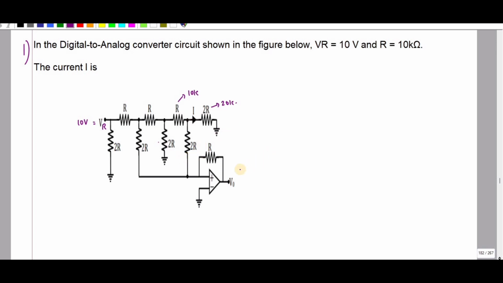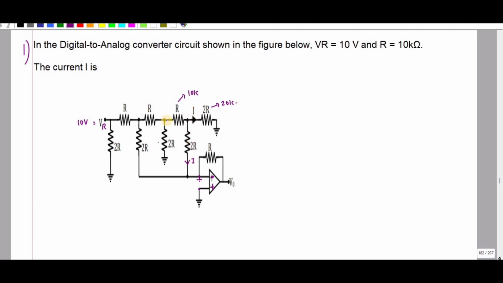So this is minus and this is plus. So we know that due to the virtual ground, if this is 0, this point is also 0. That is, this is also grounded. That is virtual ground. If this point is grounded, this point is also grounded. So you can see this is also 2R and this is also 2R. So if the current going through this 2R is I, the current going through this 2R is also I. So if this is I, this is also I.